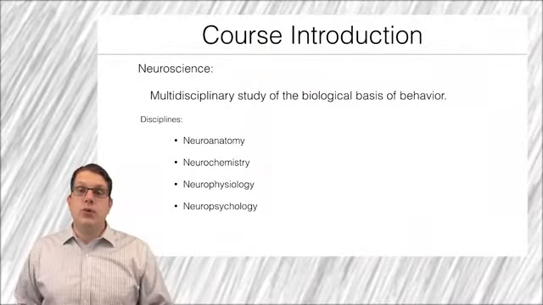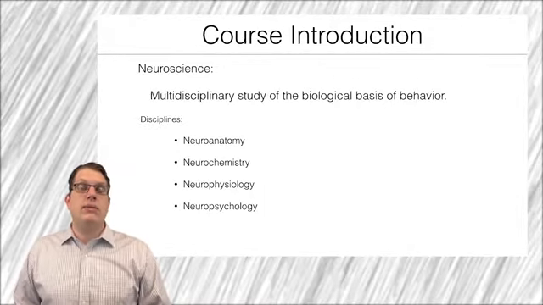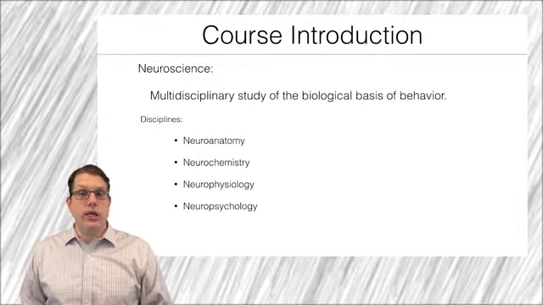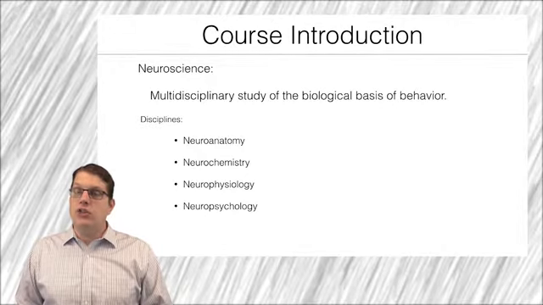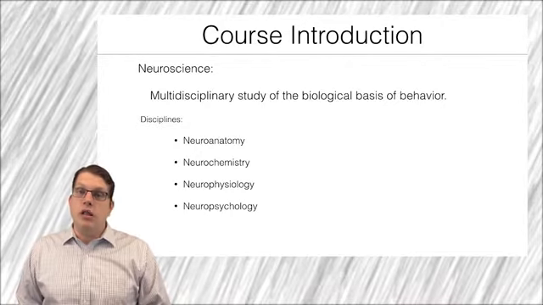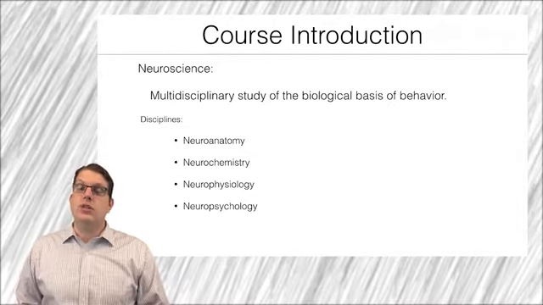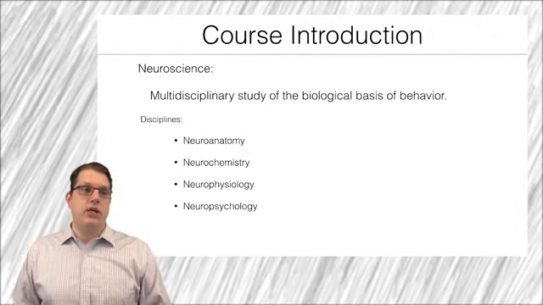So what is neuroscience? Neuroscience is the multidisciplinary study of the biological basis of behavior. It includes many disciplines, including neuroanatomy, where neuroanatomists focus on delineating the structures of the human brain; neurochemistry, where chemists look at the chemical properties of communication in the brain; neurophysiology, where people study the electrical properties of the brain; and neuropsychology, where people try to elucidate the cognitive domains and the structures that support those cognitive domains.